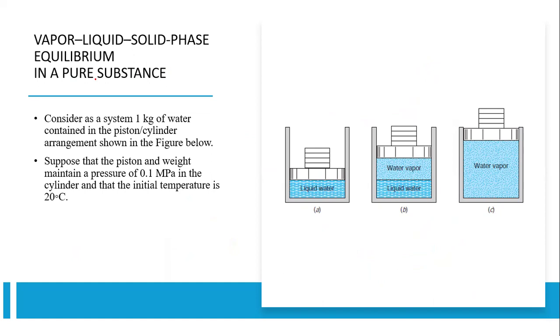So that means the good example that we're going to use to understand how a pure substance actually functions under different temperatures, pressures, and specific volumes is water. Okay, we're actually going to use water. So now in this diagram, we have three diagrams. We have A, B, and C. And we see that there are transformations amongst these diagrams, right?